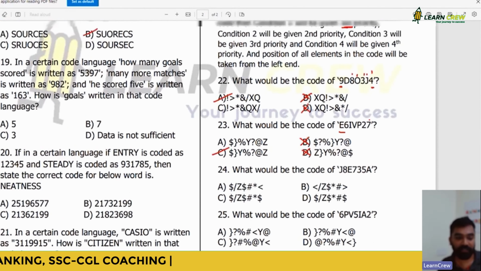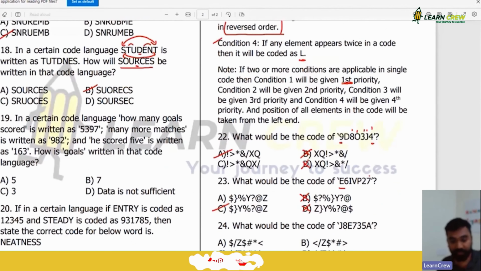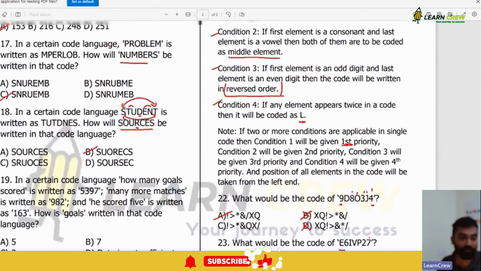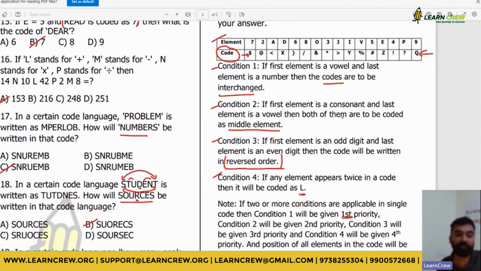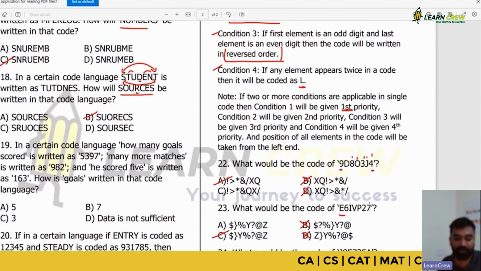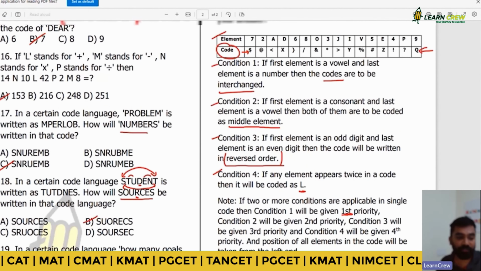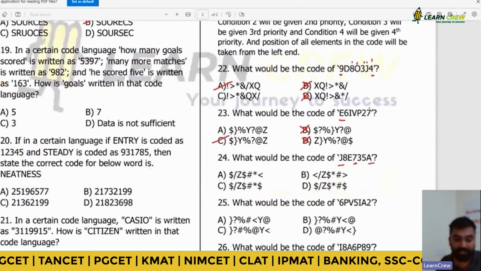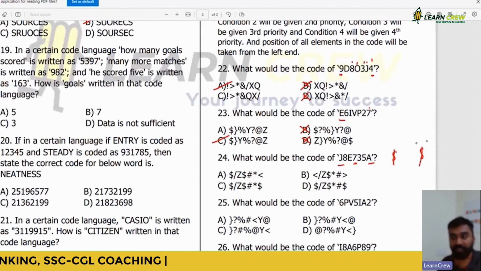Next, what would be the code of J8E735A? J and A are consonants. The first element is a consonant and the last element is a vowel. Is the last element a vowel? Yes, it is a vowel. Then condition number 2 comes into picture: first element is a consonant, last element is a vowel, then both of them are to be coded as the middle element. The middle element here is 7. 7 is going to be $ sign. So J and A are going to be given a $ sign.